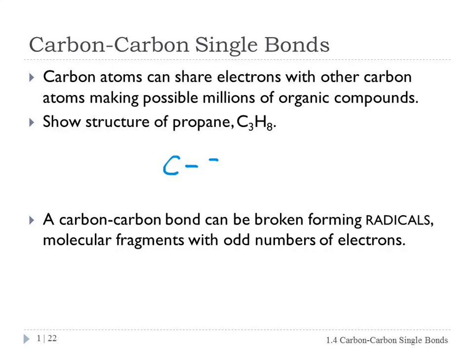The carbons will be bonded to each other, and then they each tend to form 4 bonds. So we could just put those bonds in there. And then hydrogen, because it only has 1 electron to share, can only form 1 bond. So hydrogen is going to be around the outside. So that's the structure of propane. And we look at the carbon and we see that it's got 4 bonds, each bond having 2 electrons. It's got its octet, its 8 valence electrons.